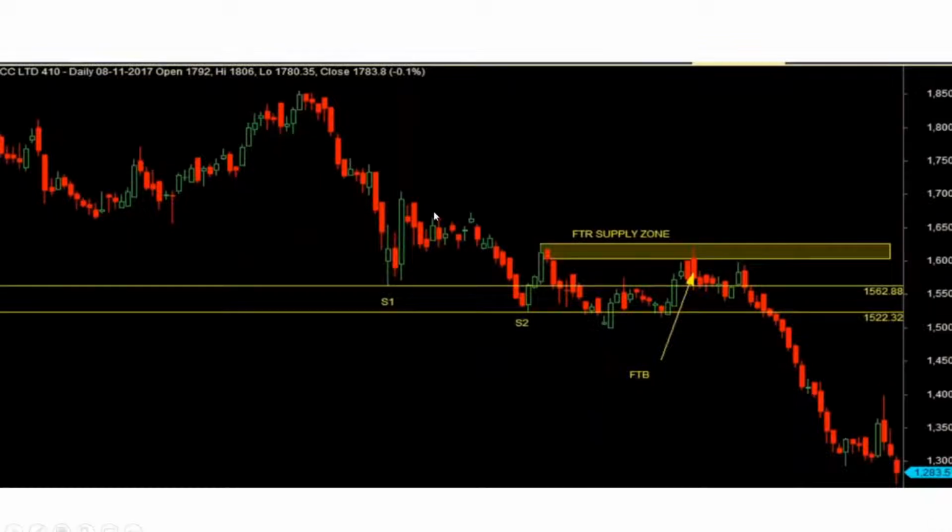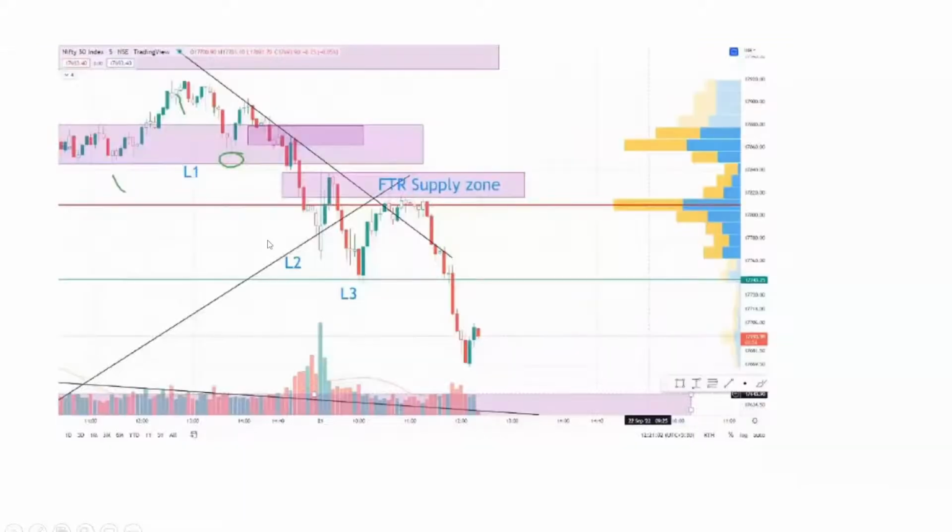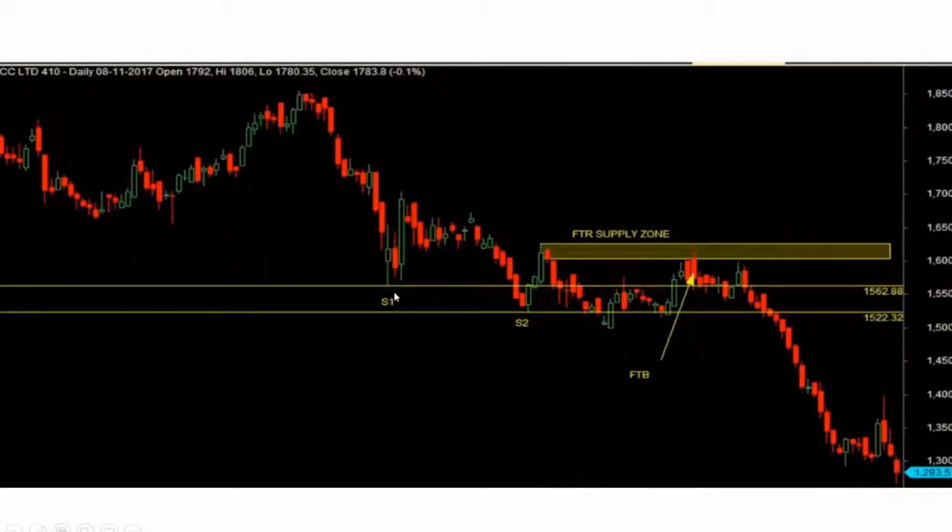So irrespective of the time frame, this works on the 5-minute, this works on the daily chart. This is the daily chart example. In the previous case, this was a 5-minute example, but both charts are almost identical. The main concept is that you get the L1, this L1 gets broken to form L2, L2 forms a zone, this L2 is again broken to form L3, and when price retraces back to the zone, selling starts. This concept is known as the FTR supply zone.